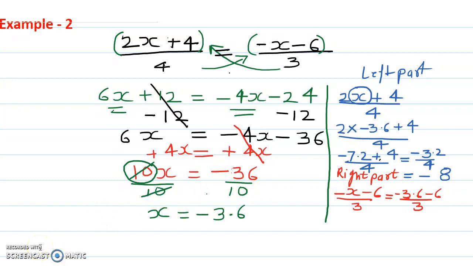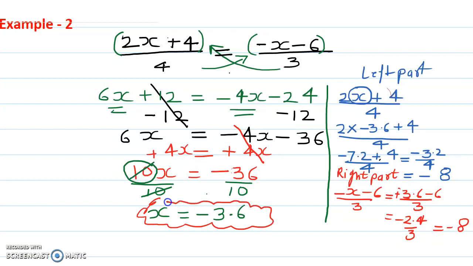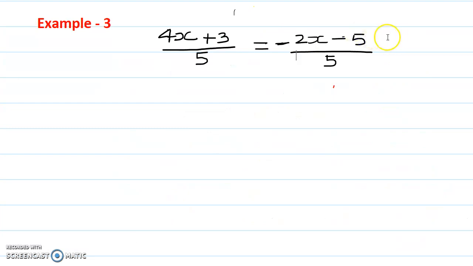So if you put here minus 3.6, minus and minus, this side it will turn into plus. Plus 3.6 minus 6, so it will be minus 2.4 over 3, that is minus 0.8. So our right answer is minus 3.6. Next question, you need to try. Let's pause the video and you can try it the way I have exactly told you, and then you can match your working with my working. Please have a go.